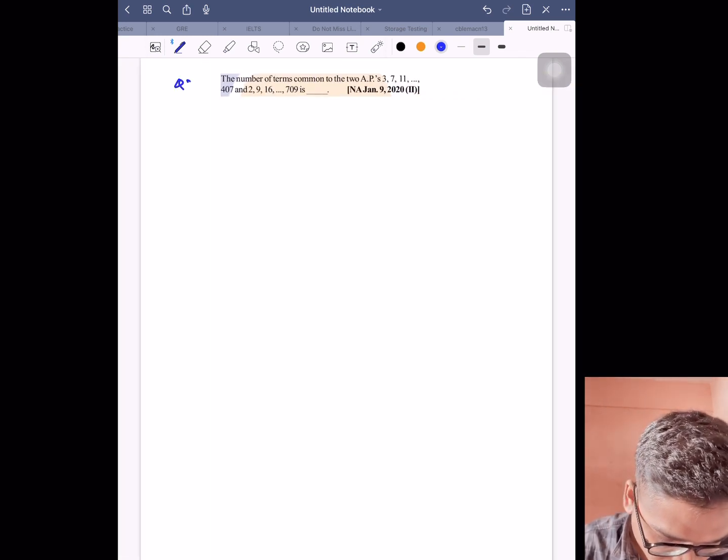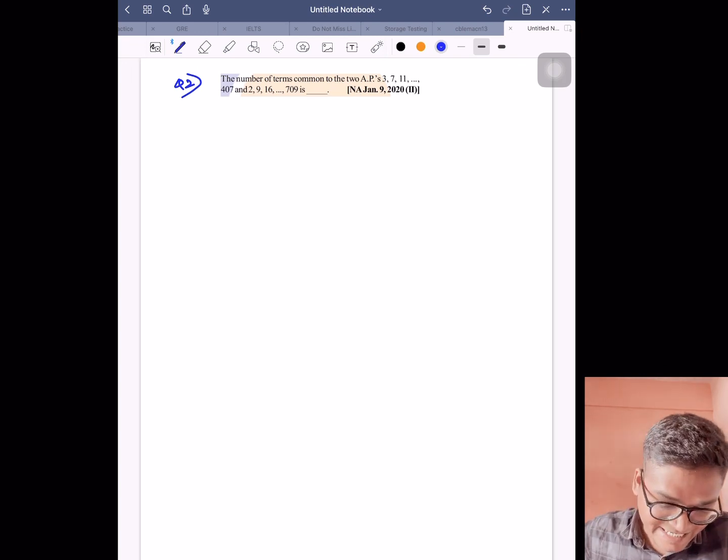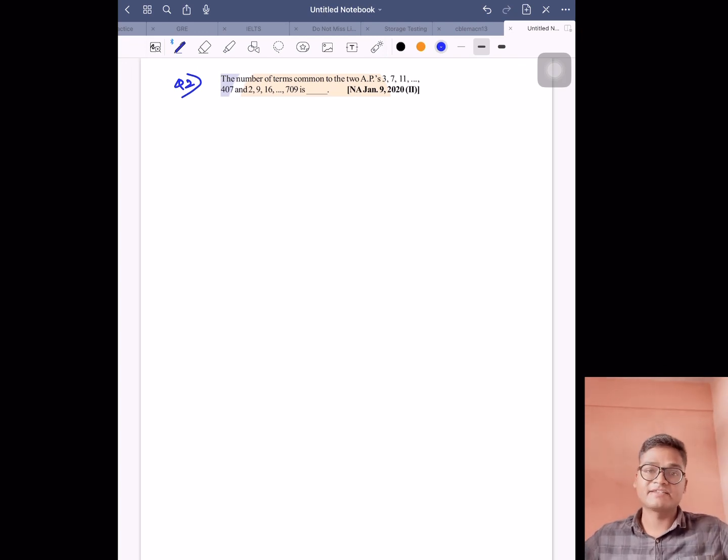Question number 2. This is a very interesting question. The number of terms, not the sum of terms, the number of terms common to two APs: 3, 7, 11, and so on till 407, and 2, 9, 16, and so on till 709. So let's solve this question. I think this is a very important question.